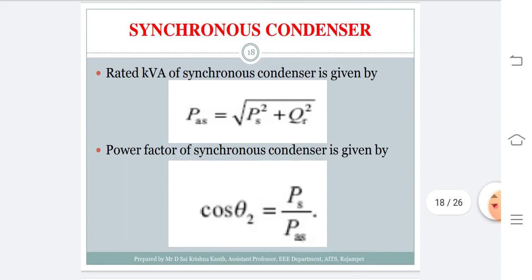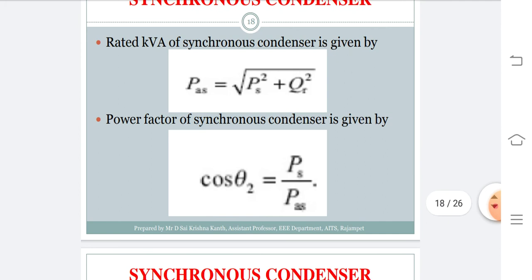So the rated kVA of the synchronous condenser, that is the apparent power PAS, is given as square root of PS square plus Q square. Similarly, the power factor of the synchronous condenser is given as cos θ equals PS by PAS, where PS is the active power drawn by the synchronous condenser and PAS is the apparent power of the synchronous condenser.